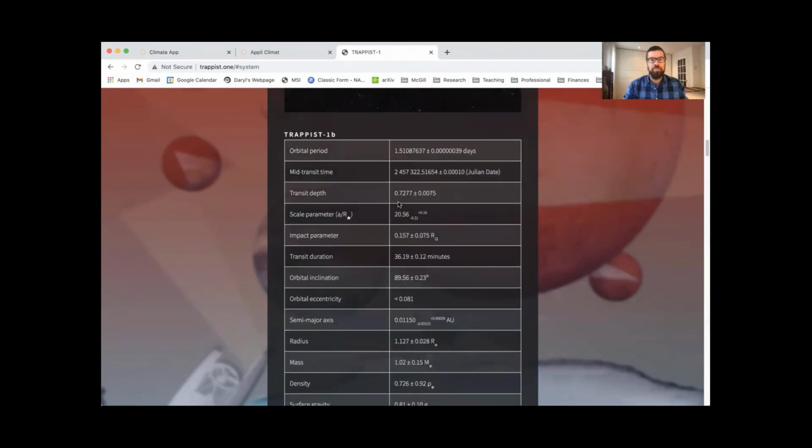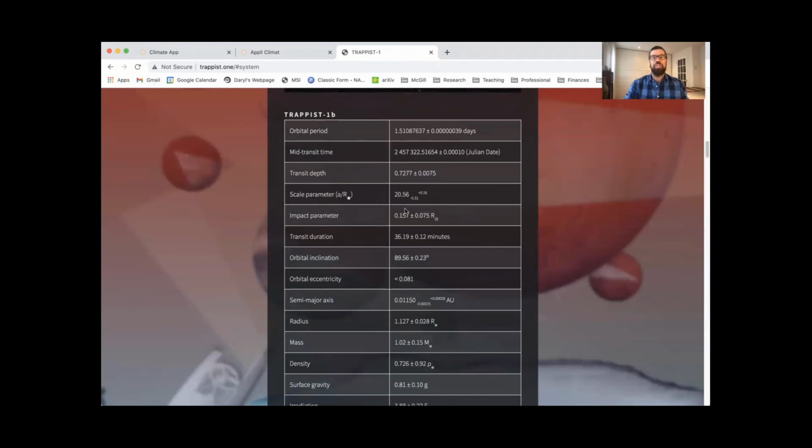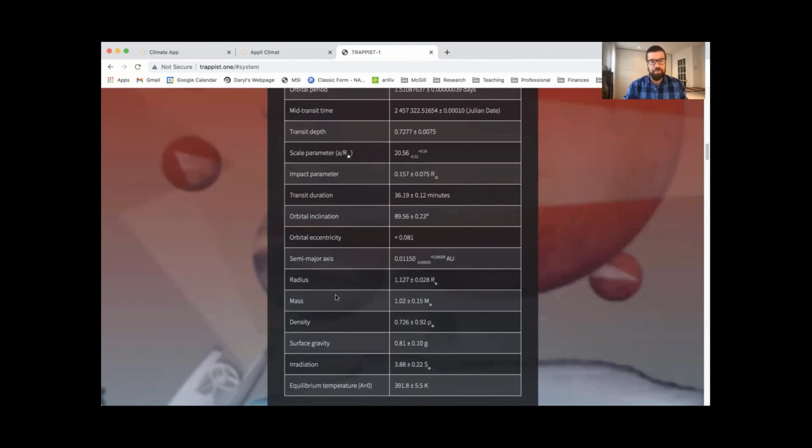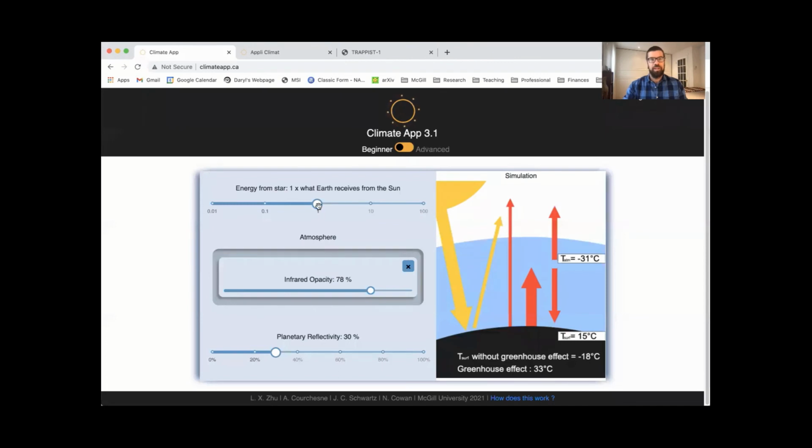So TRAPPIST-1b, there's a whole bunch of information, but the information that we need for the current exercise is right here, irradiation, okay? So it tells you that this planet is receiving 3.88 as much flux as the Earth receives from the sun. That's what that little S Earth symbol is, all right? And so now we can go to the climate app. So 3.88, keep that number in mind. And what we're going to do, so again, these are the default slider positions. So they're basically in the same position as the Earth. And now we're going to move this to 3.88.